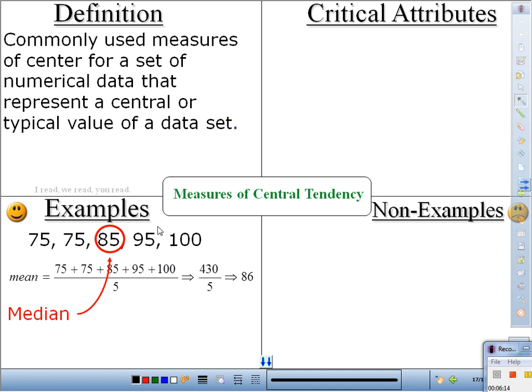But what if we have an even number of numbers, for example? All right, let me go to the middle. The middle is right here. There's nothing there, Mr. Q. Well, we take the 2 numbers closest to the middle.